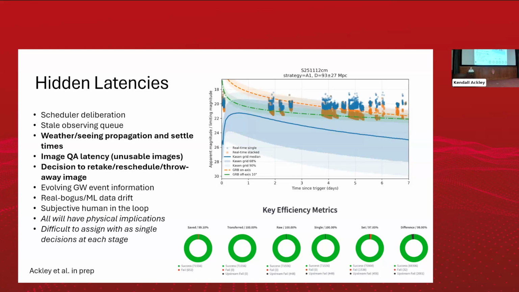I think this is a main point that I specifically wanted to focus on. In terms of evolving gravitational wave information, a part of our sky map is no longer covered. Our machine learning algorithms have drifted. Subjective humans are in the loop. All of these will have physical implications. In particular, here's one potential set of models. This is one particular event towards the end of the O4.